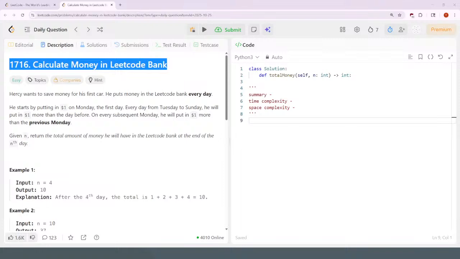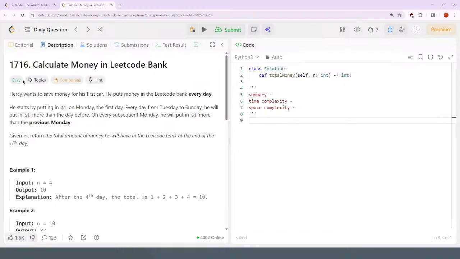All right. Let's see what we got. Calculate money in Leetcode Bank. Easy. Hersey wants to save money for his first car. He puts money in the Leetcode Bank every day.